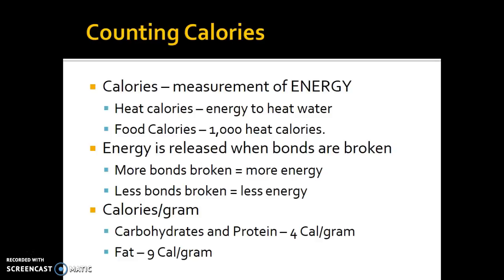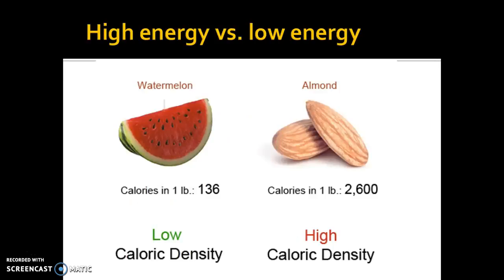We also noticed that there was a difference. Some didn't have any energy. Things like water we don't break apart. But carbohydrates and protein, they have 4 calories per gram, whereas fat has 9 calories per gram. So some foods, like watermelon, have a lot of water and a little bit of carbohydrate, so they don't have a lot of energy, so they have a low caloric density.